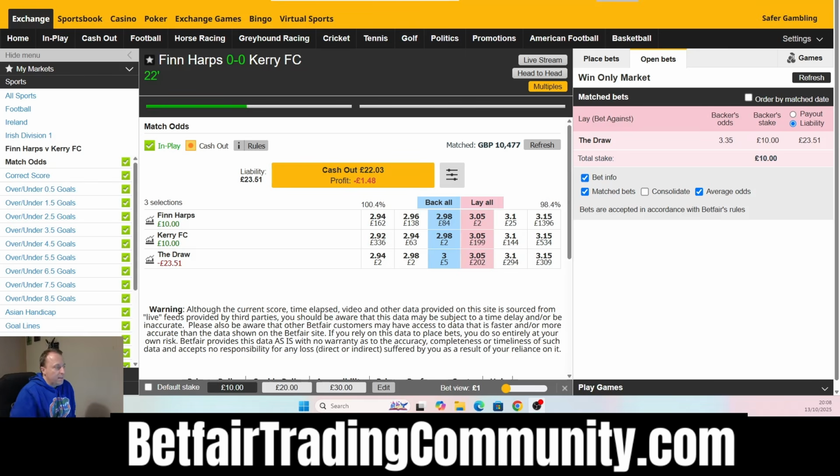Interestingly, in this Finn Harps Kerry game, remember what I said about the odds being close between the teams? In play, the odds are now all within one tick of each other on all three outcomes, which is amazing. This is perfect for lay the draw because if there is a goal, the odds have to go out on the draw, almost certainly. In my opinion, we'll see what happens, but it's unlikely that they won't go out at least a little bit.